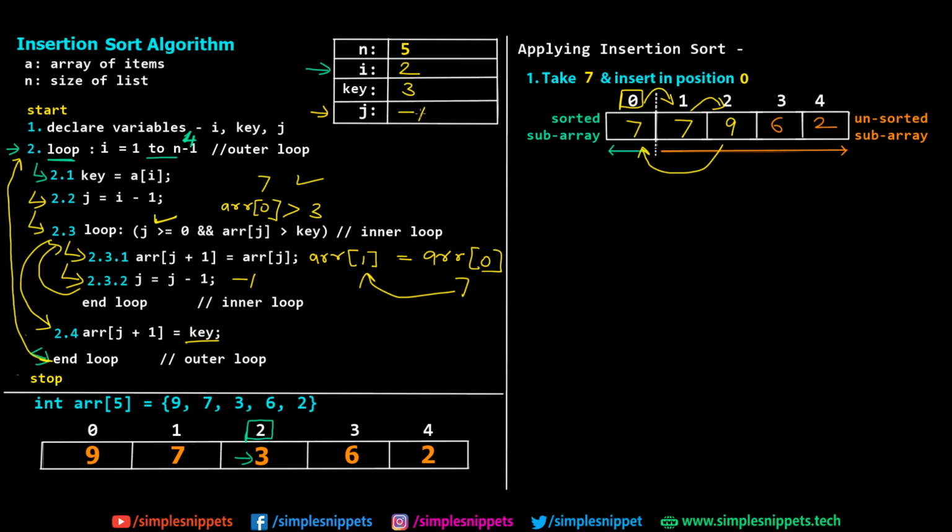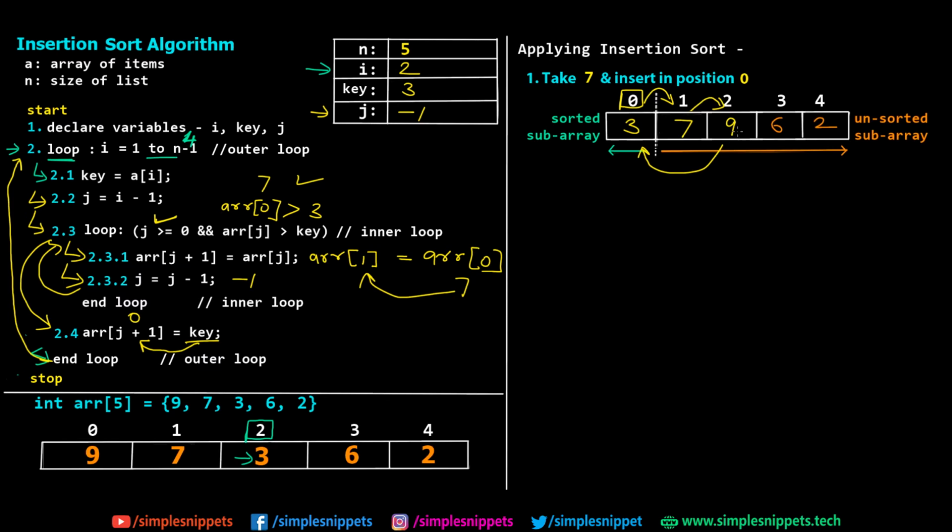What is j right now? Minus 1. So minus 1 plus 1 would be ARR of 0. What is the value of key? 3. So we store 3 at this ARR of 0. So at this step, ARR of 0 we replace it by 3.